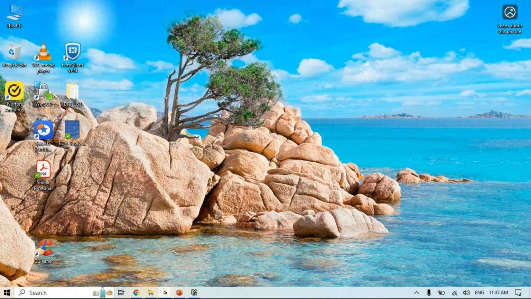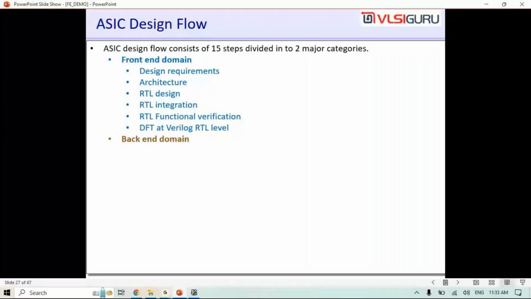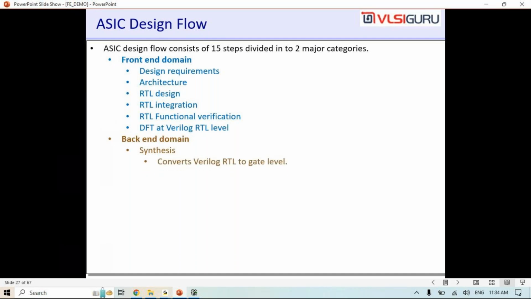Fine. Coming back to the next step, we have seen what goes into the front end domain. Now let us talk about the next domain called the back end domain. The back end domain starts with an important step called synthesis. What is synthesis? The process of converting your RTL code into gate level code.